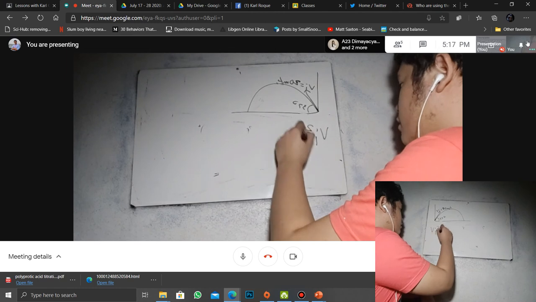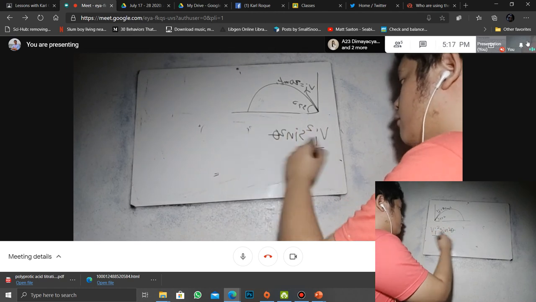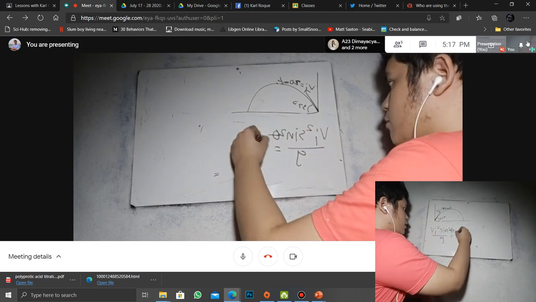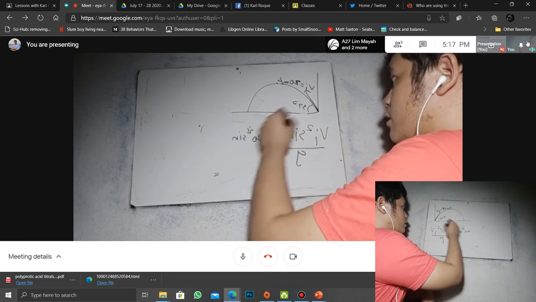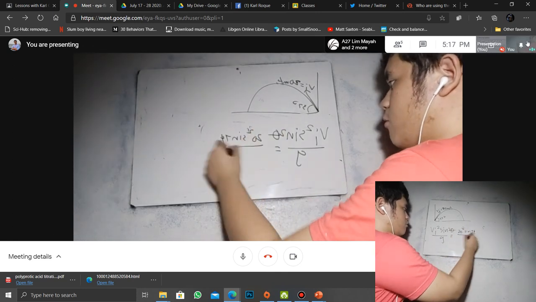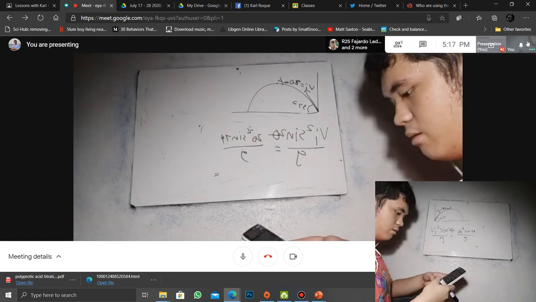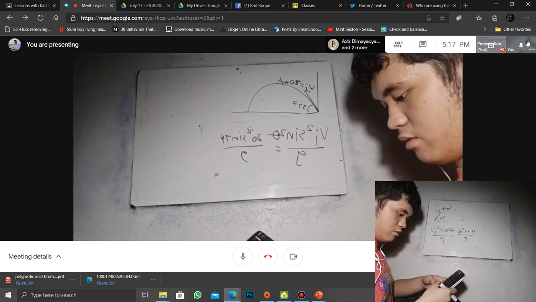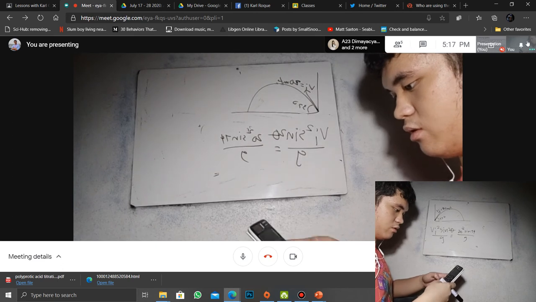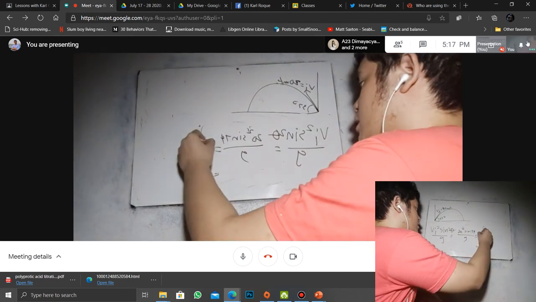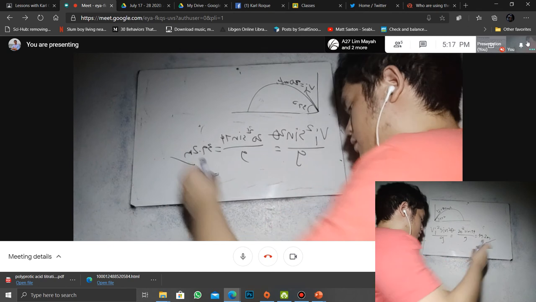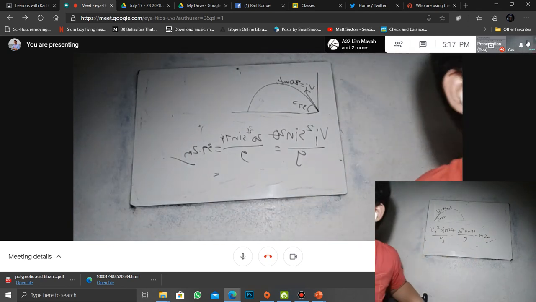Vi squared sine 2 theta over g equals 20 squared sine 37 times 2, 74 over g. So, getting that, we get 39.2 meters. Pareho lang, di ba? Galing, no? Okay.